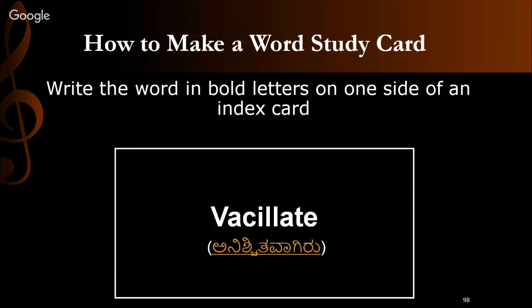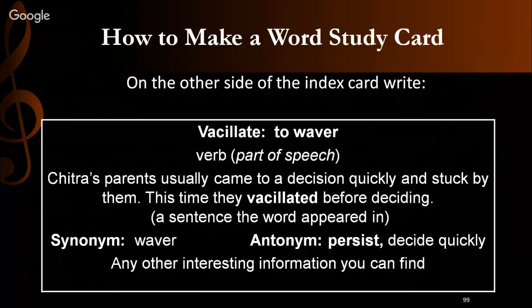How to make word study cards. Write the word in bold letters on one side of an index card. Vacillate. Vacillate andre anischitavagiru. On the other side of the index card, write vacillate, meaning waver. It is a verb. Write the part of speech.